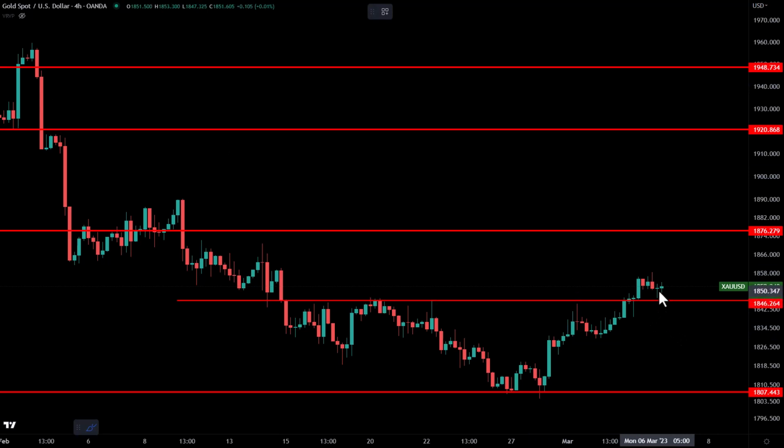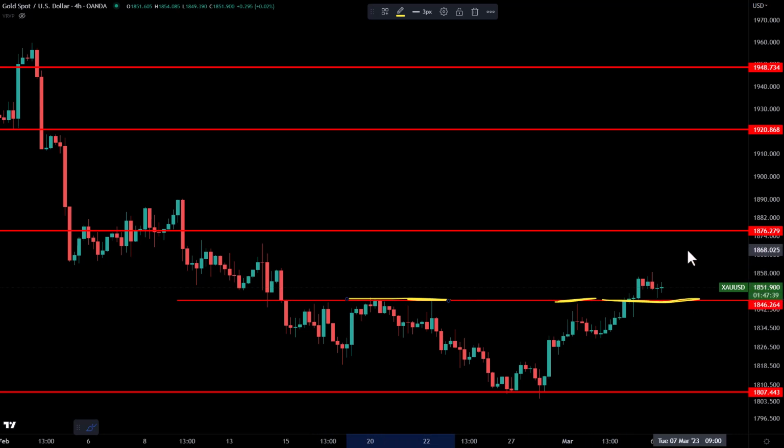Just keep in mind that we could also see the market punch through that a little bit, take out some stops before the move higher. But basically, like I said, right now the market is trading between those two significant levels, between 1807 and 1876. So as of right now, I think that looking for longs, as long as the market is above this level right here, above these highs, is the way to go here on gold.